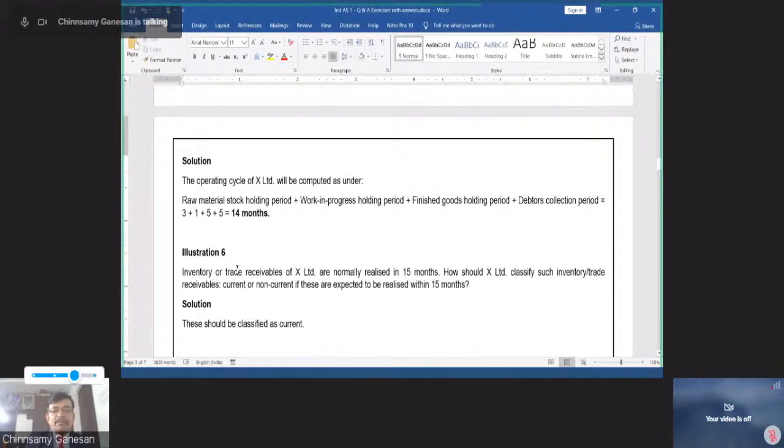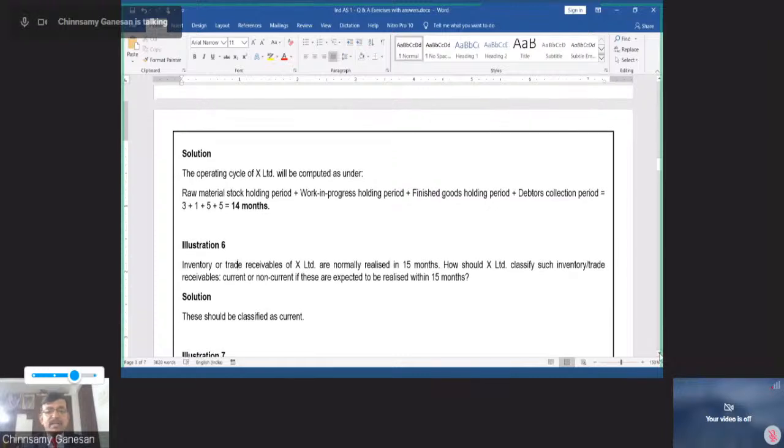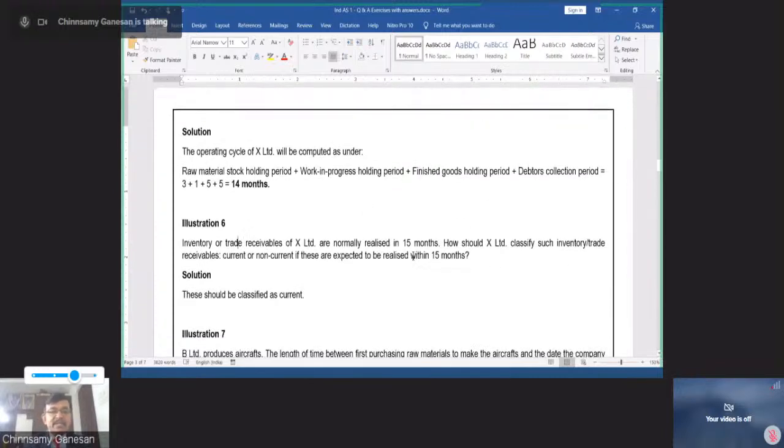Inventory, of course, or trade receivable is normally realized within 15 months in respect of X Limited. So they are talking about the receivable period. How should X Limited classify inventory or trade receivable as current or non-current if they are expected to be realized within 15 months? When you say normally realized, it is the normal operating cycle, right? So the normal operating cycle itself is 15 months, normally expected to collect it in cash in 15 months.